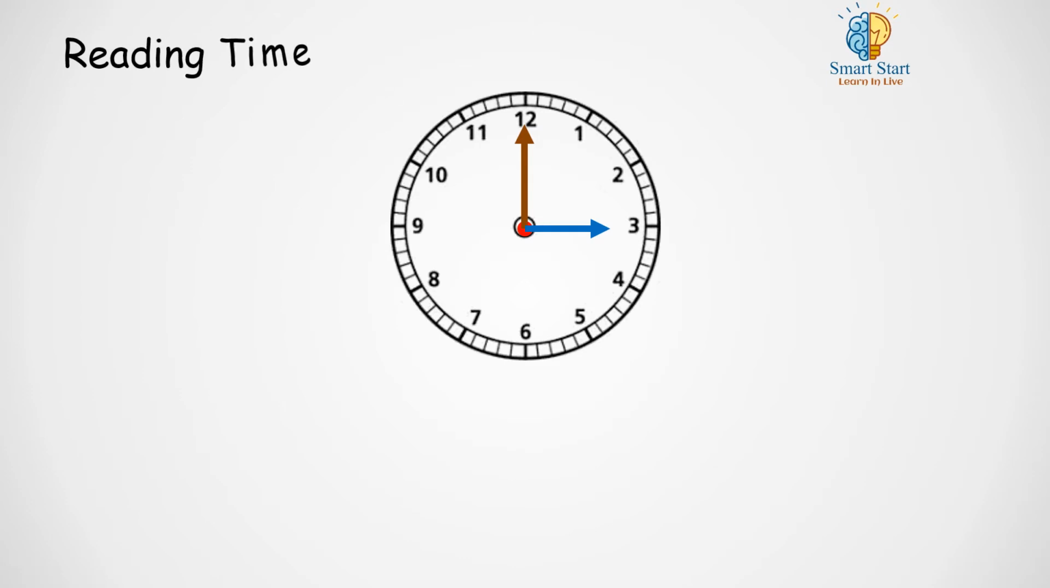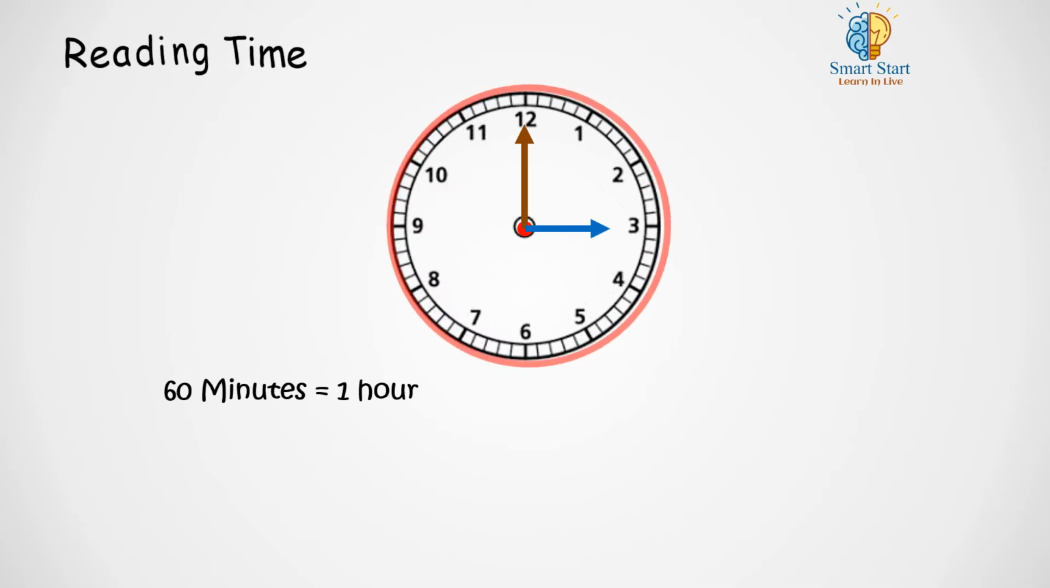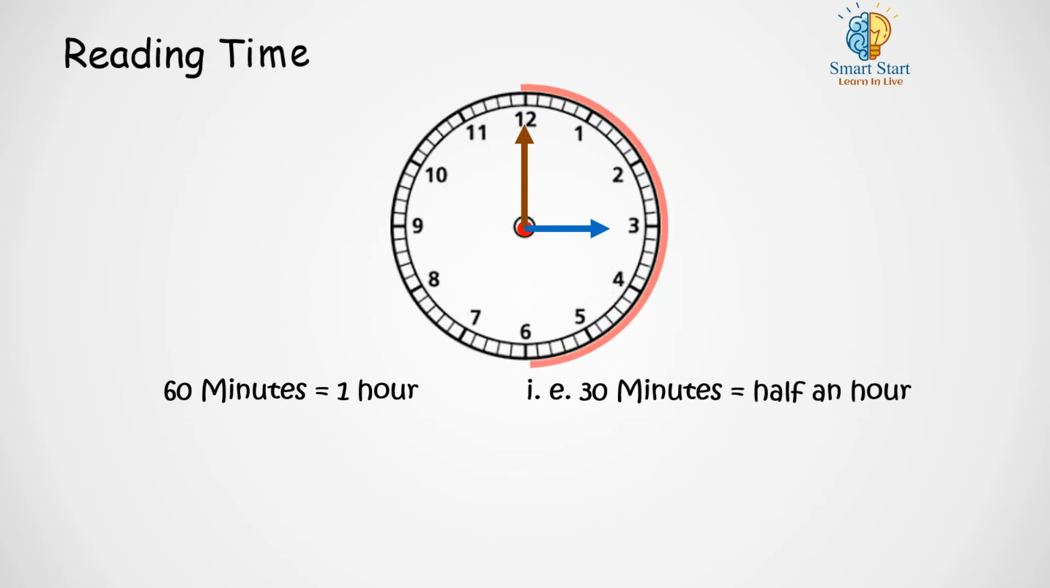Our next topic is reading time. We just learned there are 60 minutes in 1 hour. This means there are 30 minutes in half an hour. An hour is completed when the minute hand completes one full circle from 12 to 12. When it completes a half circle from 12 to 6, it means half an hour is completed.